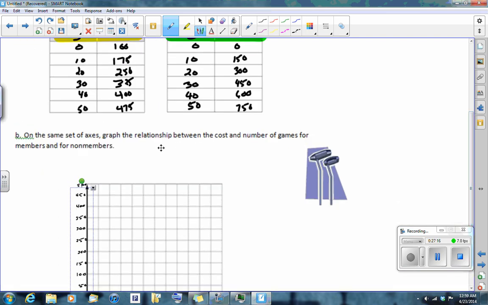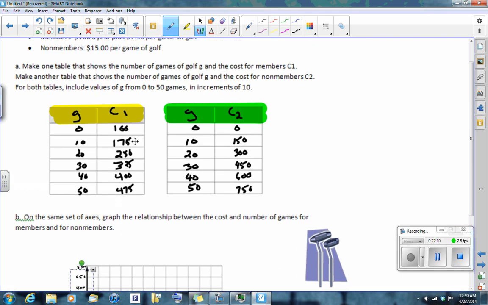Oh yeah, I was talking about these things being the same thing as ordered pairs. What you really have is x and y. Each game and cost, or number of games and cost, represents an ordered pair, just like what you've seen in the past many times before when you've graphed anything. So I'm going to take this ordered pair. We'll start with this one, 0 and 100.